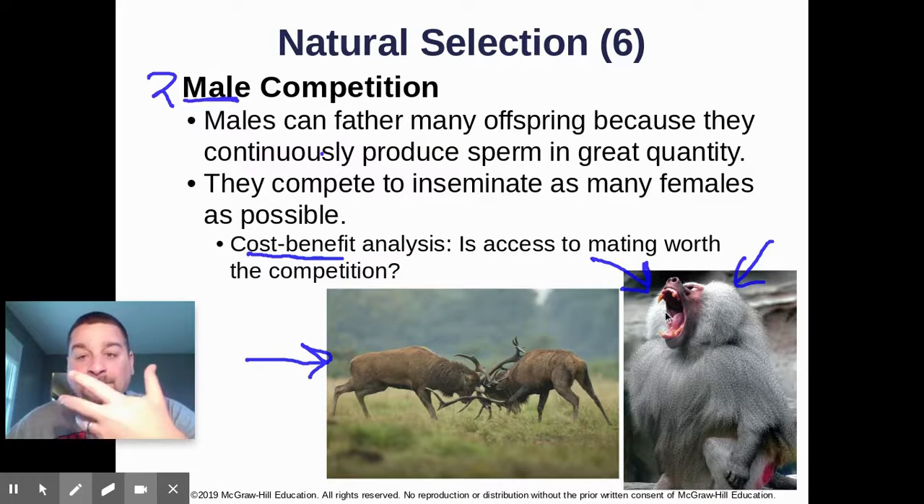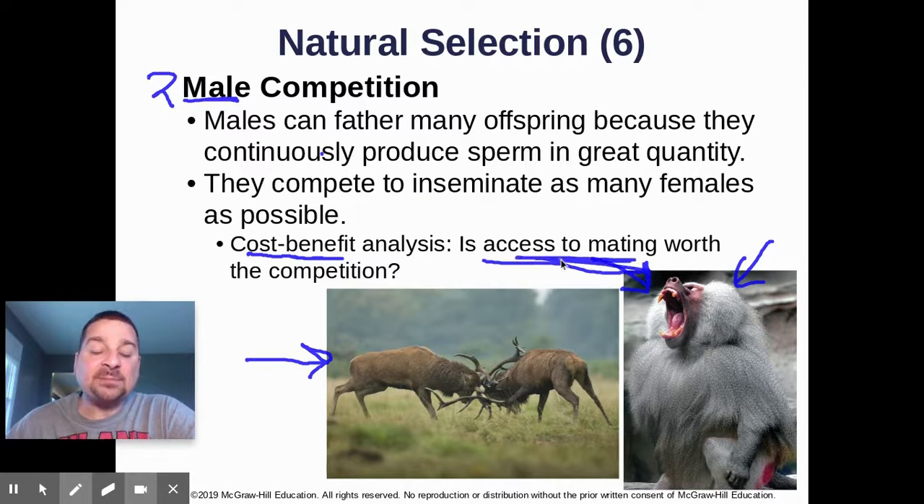So is it worth that cost and that extra energy to be able to access more of the mating with the females? There's kind of this balance of being able to be that dominant male and fight for the ladies, but not use up all your energy and resources in the process, or you will not stay in that position very long. And so you can kind of see the role that natural selection has played in different populations over time.